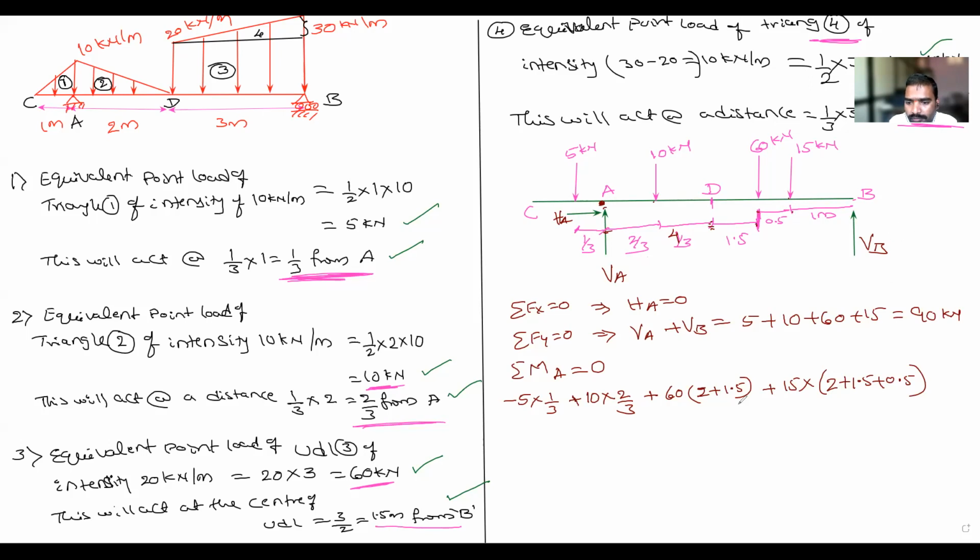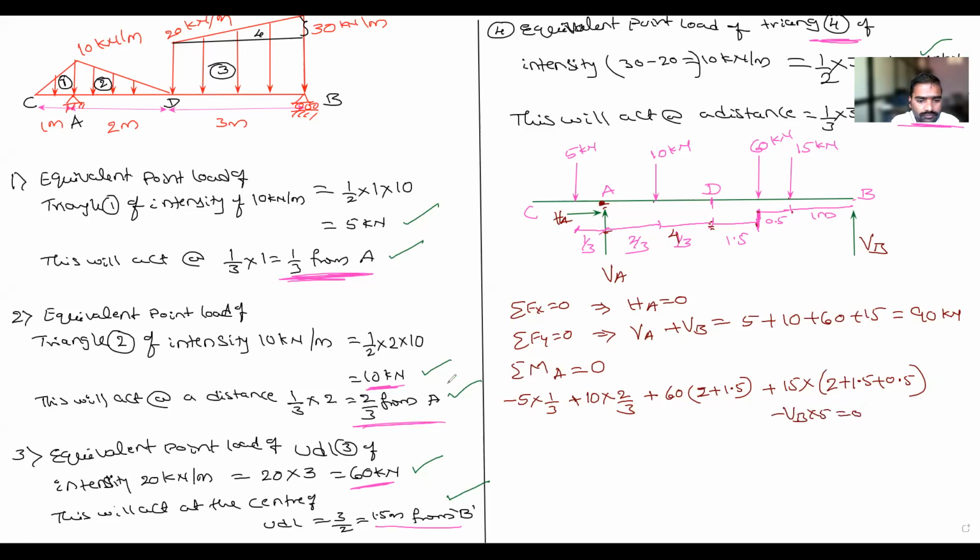Next, VB is rotating in the upward direction, anti-clockwise. Minus VB into, what is the distance from A to B? 2 plus 3, 5 meter, correct? Yes, sir. Okay, I will write 5 is equal to 0. Is it visible? Otherwise I will write it here. So minus VB into 5 is equal to 0.